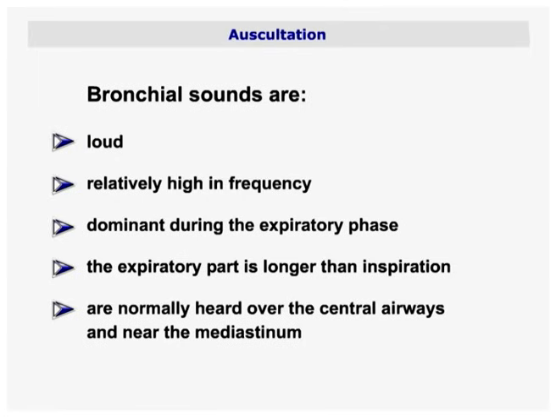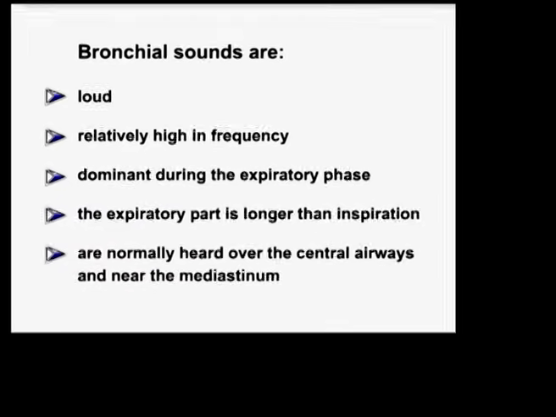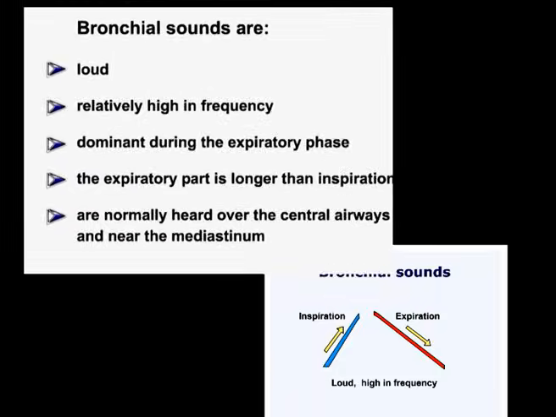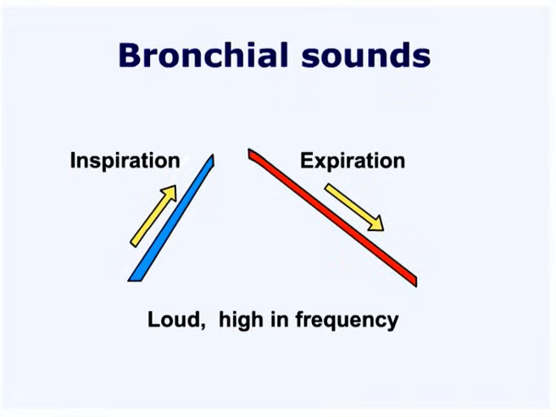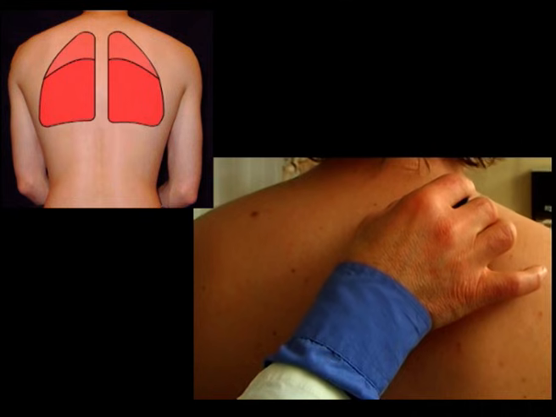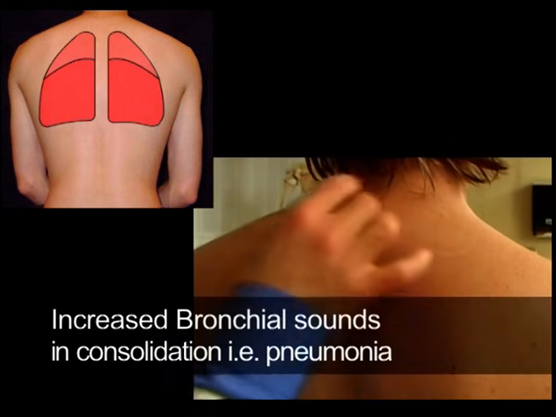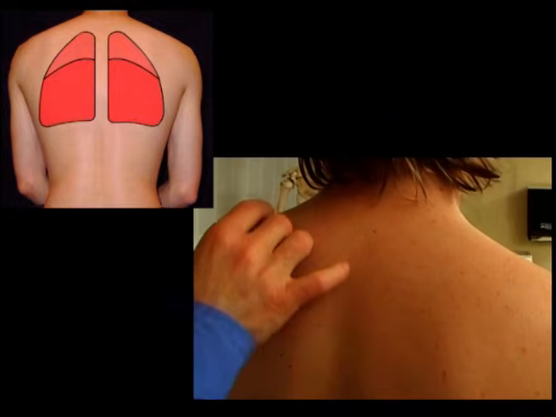Bronchial sounds are loud, relatively high in frequency, and dominant during the expiratory phase. The expiratory part is longer than inspiration. Bronchial sounds are normally heard over the central airways and near the mediastinum. Increased bronchial sounds indicate lung tissue consolidation, although the airways remain open, for example, consolidation due to pneumonia. Bronchial sounds are loud and high pitch.